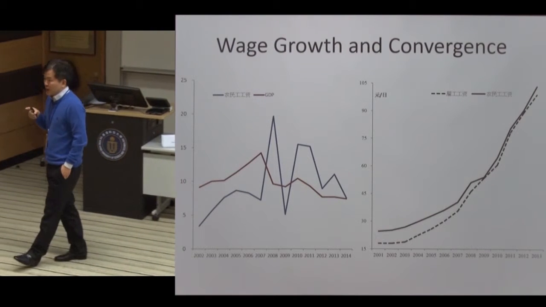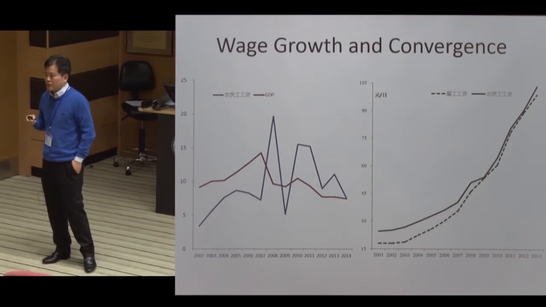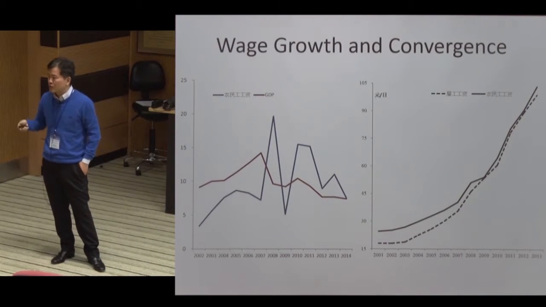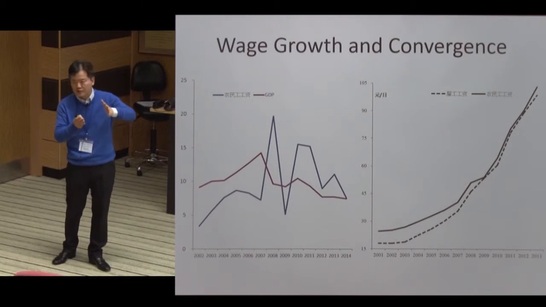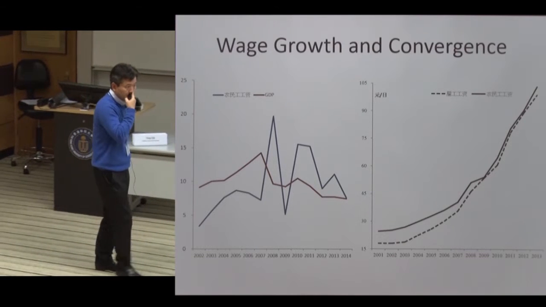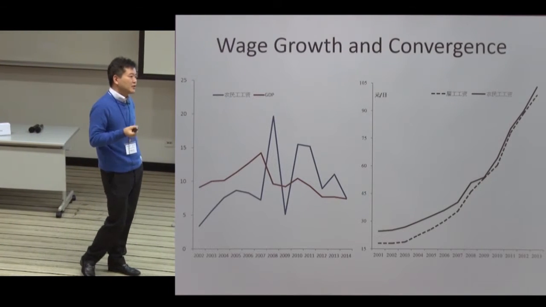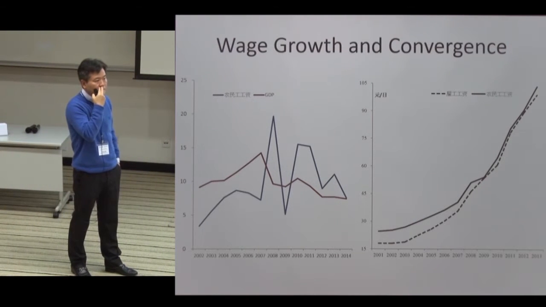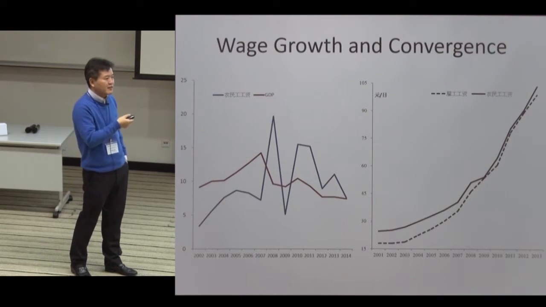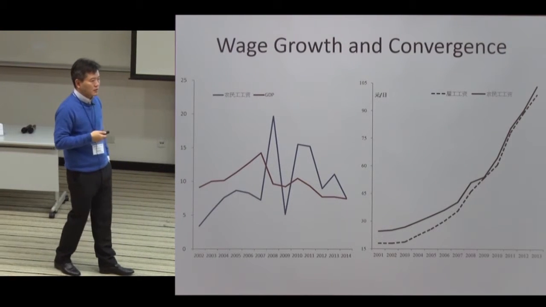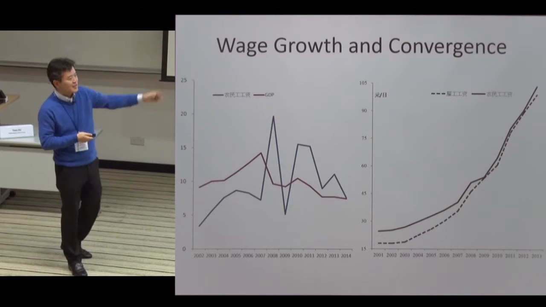Hired labor in agriculture, which represents the rural wages, and the wages for migrant workers have already converged over time. We don't have working hours. We only have the daily wage rate. But you can look at the trend.